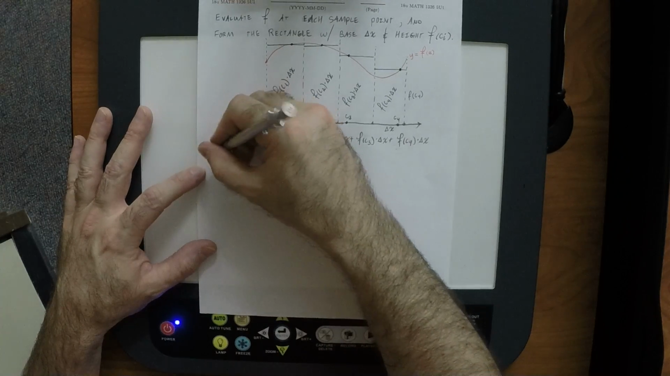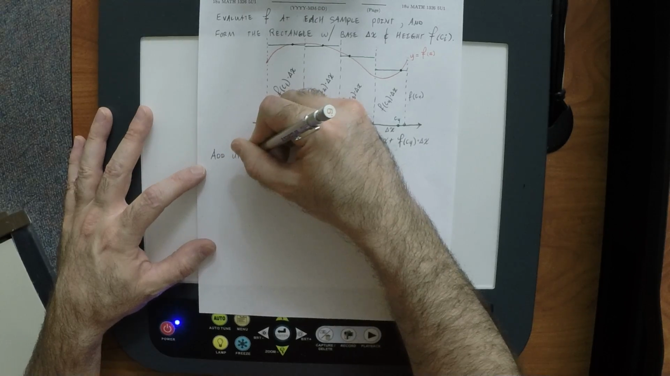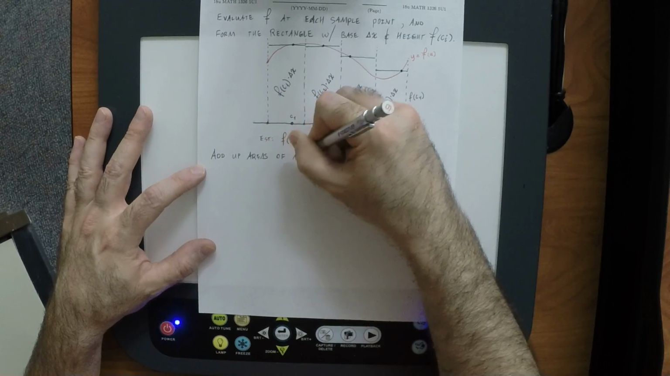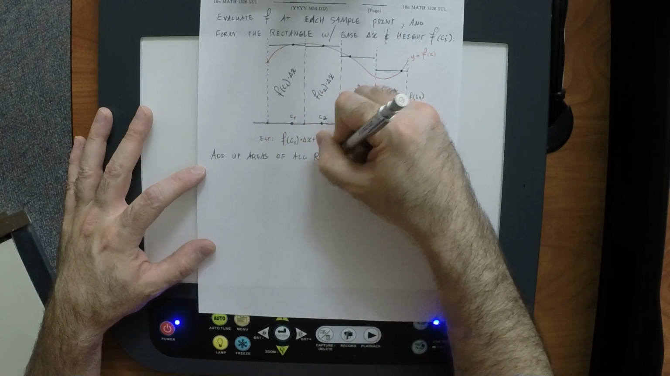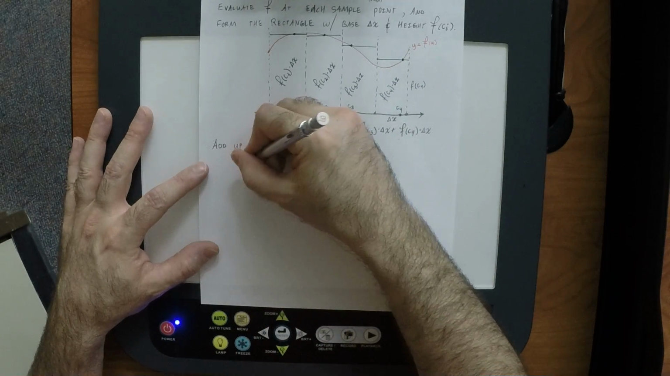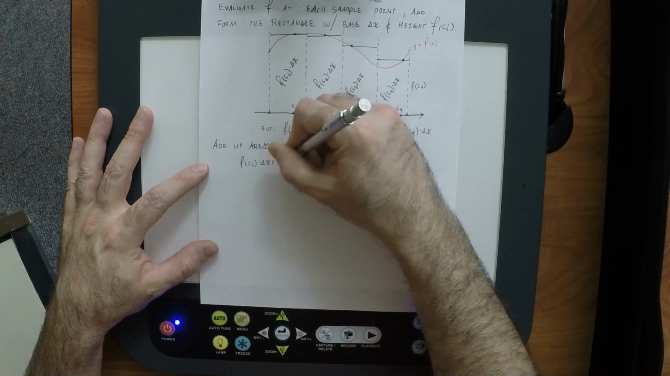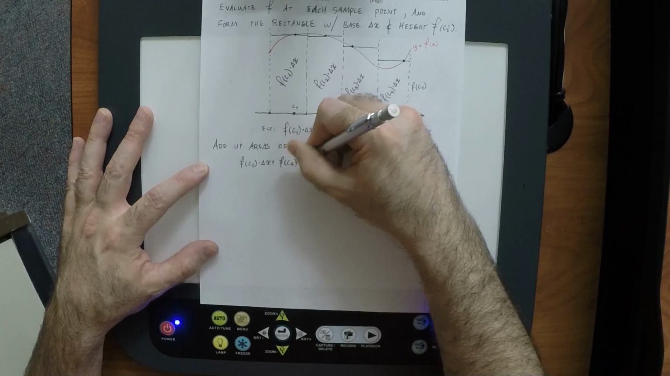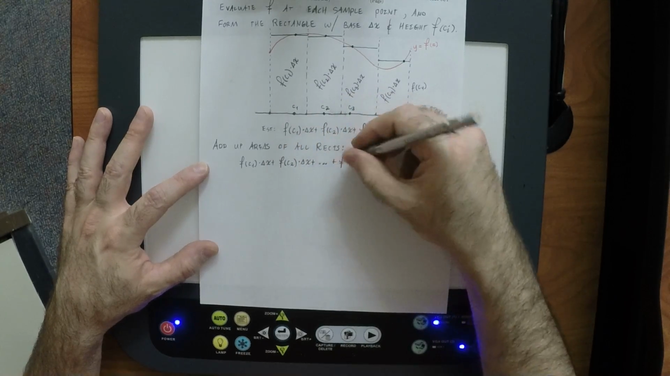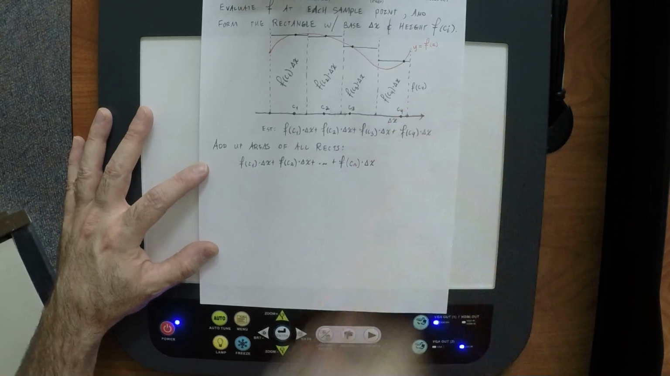So if we add up the areas of all rectangles obtained in this way, then it would be f of c1 delta x plus f of c2 delta x plus dot dot dot f of cn delta x, like so, right?